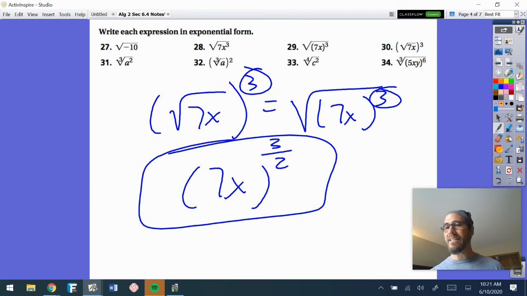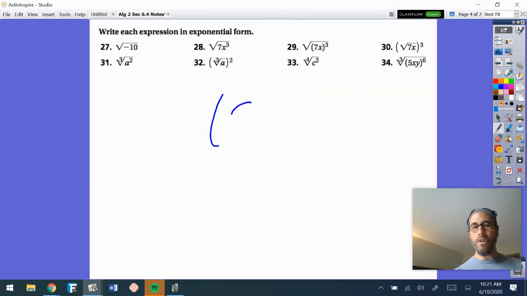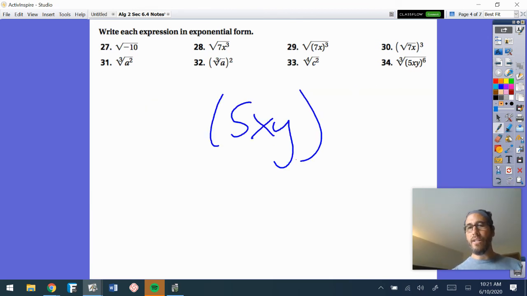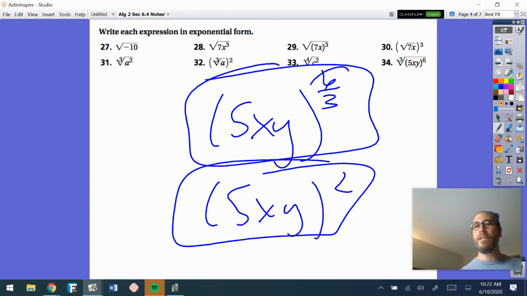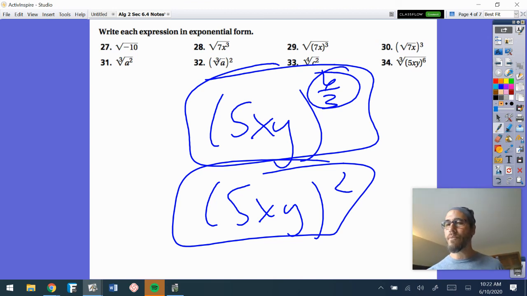One looks like it's kind of tough, maybe 34. You have 5xy. What is the root? It's 3 because it's in the ditch. What's the power? It is 6. What's 6 divided by 3? It is 2. Okay, so that's it. And they just ask exponential form, so that actually would get you 100% credit.